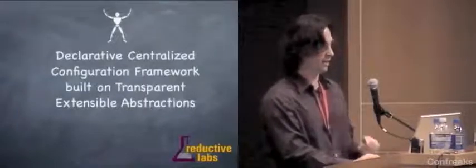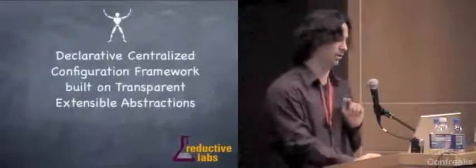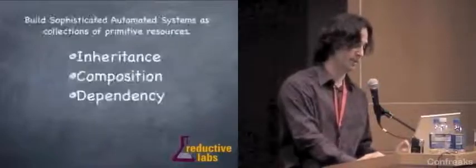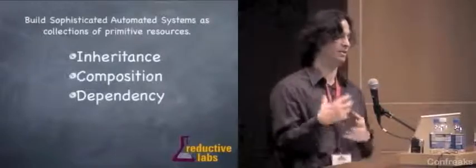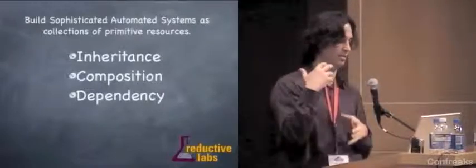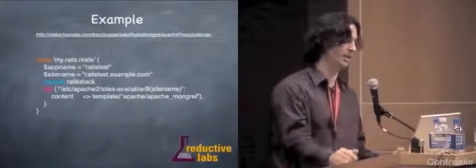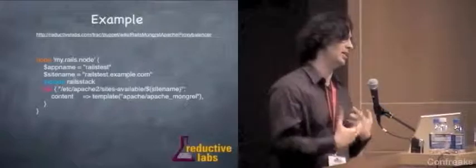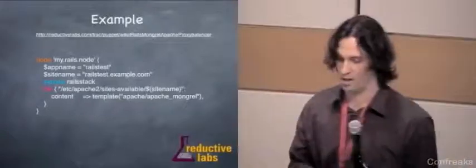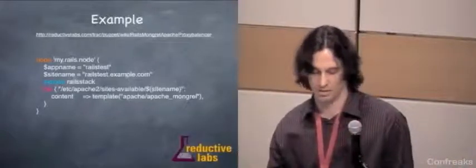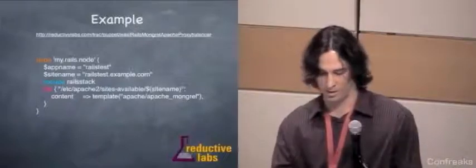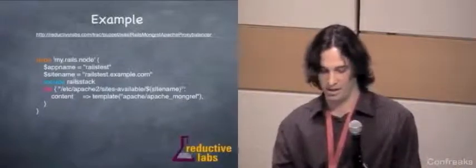So Puppet gives a declarative centralized configuration framework built on transparent extensible abstractions, and you get this inheritance, composition, and dependency structure that lets you do some cool things. So here's an example. I pulled it off their website. You can go do this. This is a recipe written in Puppet that lets you basically manage your Rails stack. So the important thing on this one is that you're going to have this include here, which is Rails stack.